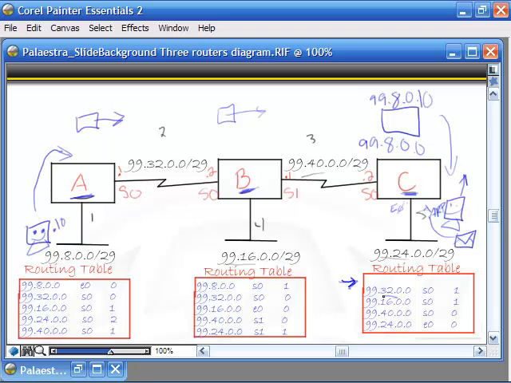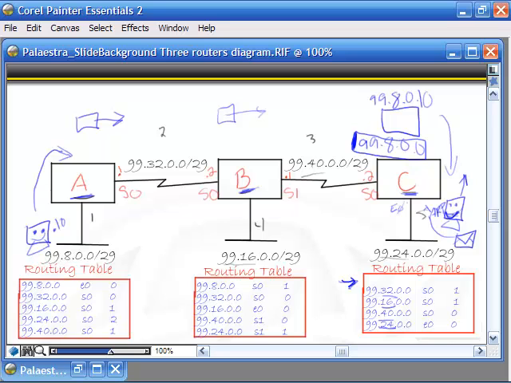Let me see, 99.32, 16, 40, 24. And there's nothing in here telling him how to get to 99.8.0.0. You could even have what's called a default route saying, hey, if you don't know where it's at, send it this way. There's nothing like that in there. It's saying, I know where 32 is, 16, 40, and 24. So what's he do? He gives up.